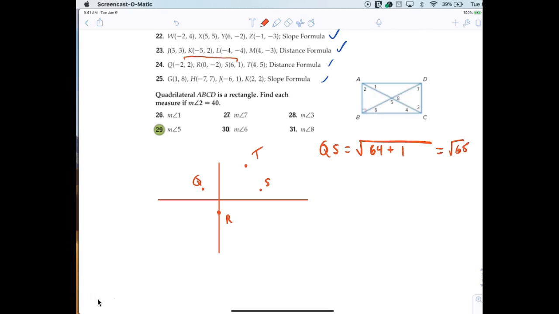All right. And then we want RT. Let's see what that is. From 0 to 4, squared, thank you, 16. And then negative 2 to 5 is 7, right? That's 49, right? And that's what? 65. So it's a rectangle because the diagonals are congruent. Are you okay with that?